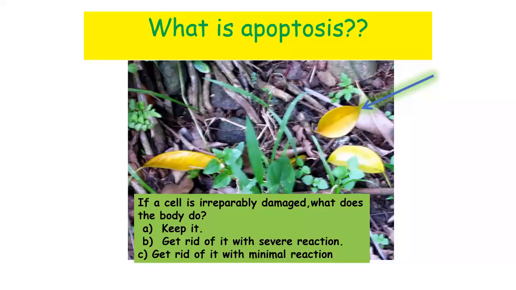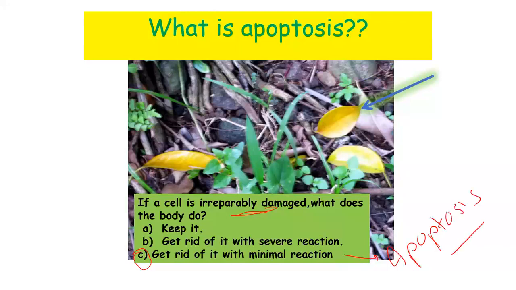What is apoptosis? If a cell is irreparably damaged beyond the level of repair, what does the body do? Keep it or get rid of it with severe reaction or get rid of it with minimal reaction? What do you think? Of course, it is not repaired, so we are going to get rid of it, but without severe reaction. So we are going to get rid of it with minimal reaction, and this is apoptosis.